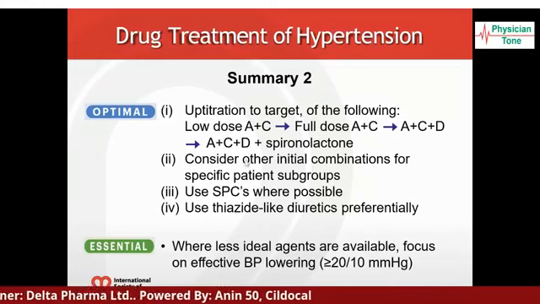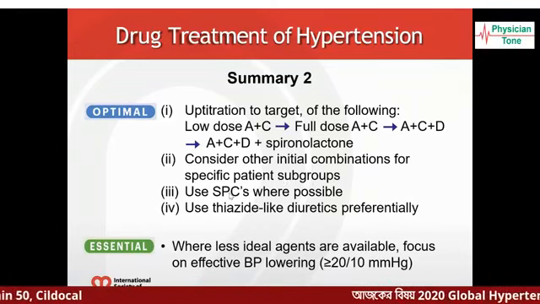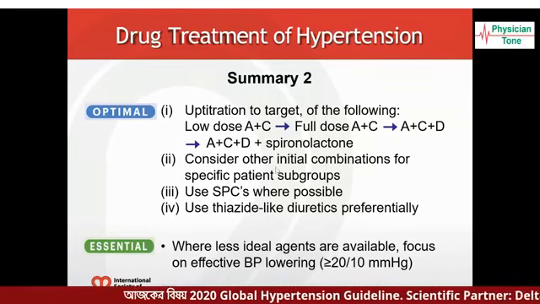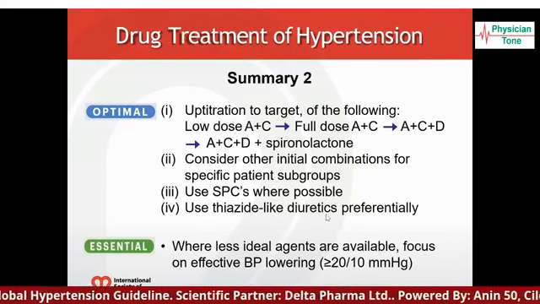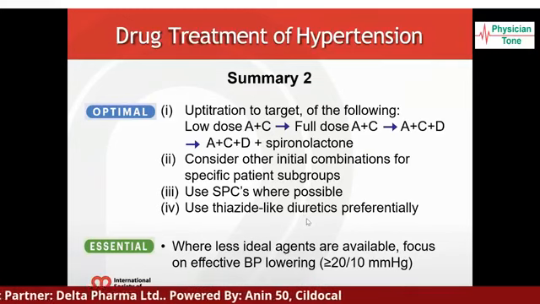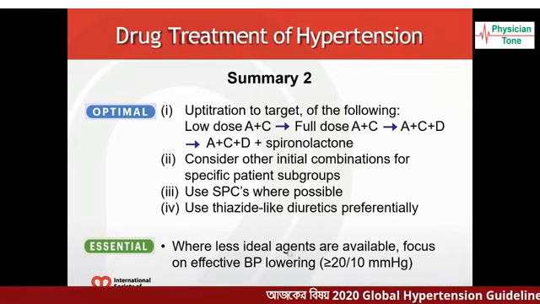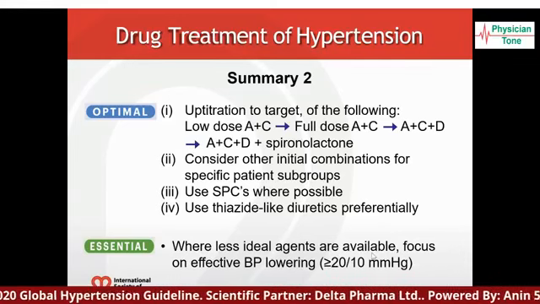Consider other initial combinations for a specific patient subgroup. Use single pill combinations where possible. Use thiazide-like diuretics preferentially. This is optimal. But essentially they recommend that we can use thiazide diuretics instead of thiazide-like diuretics, considering cost effectiveness. And in essential care, where less ideal agents are available, as I mentioned earlier, first point, no specific target, first reduce 20 millimeter systolic and 10 millimeter diastolic pressure.